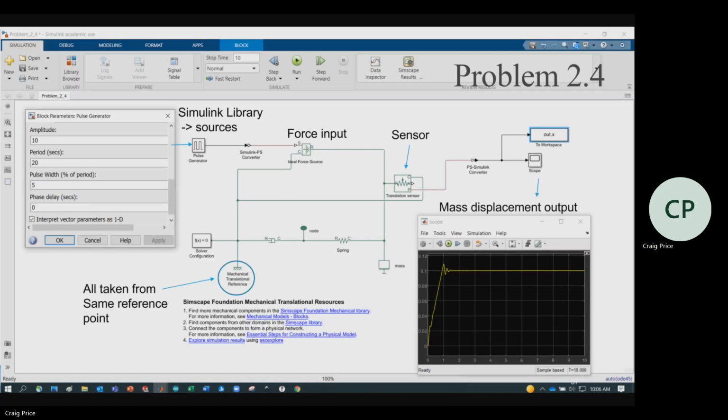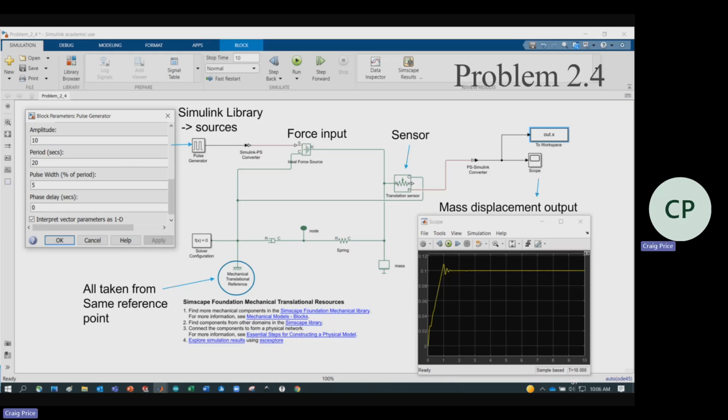Okay, so here's what I have. Again, you don't need the node. I got my damper, I got my spring, I got my mass. This is the wall. So my source is going to provide a force.